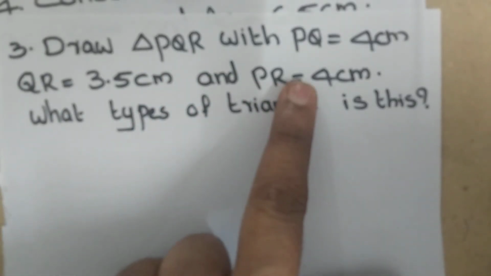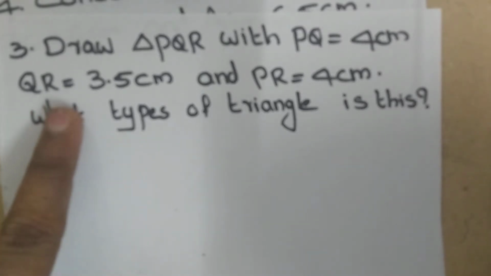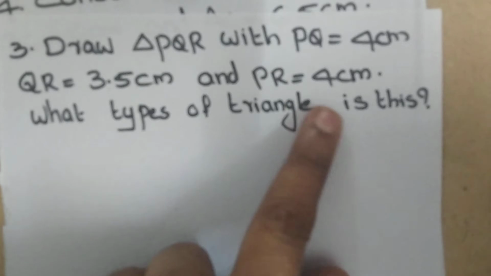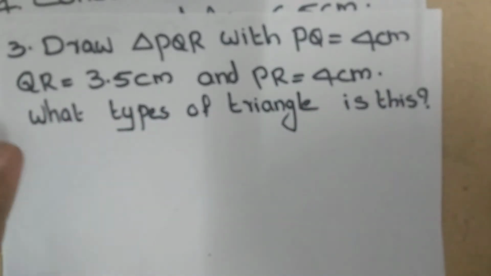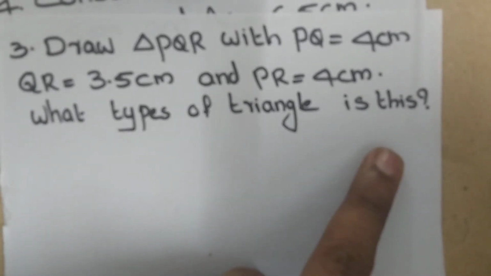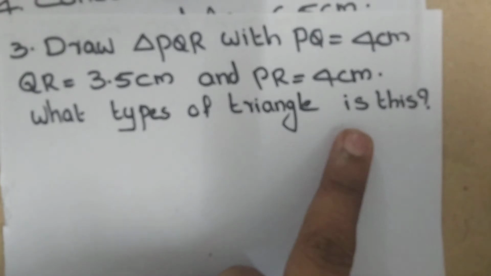PQ is equal to 4 centimeter. QR side value is 3.5 centimeter. PR side value is given as 4 centimeter. Then, after construction, what type of triangle is this? Tell the name of that triangle: scalene triangle, isosceles triangle, or equilateral triangle.